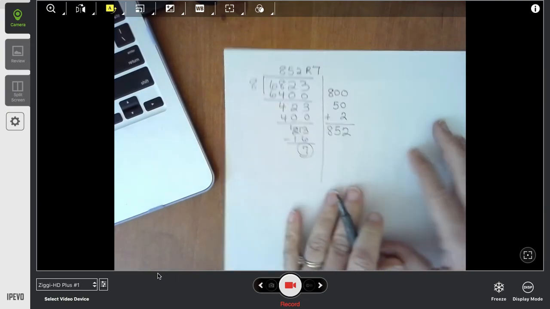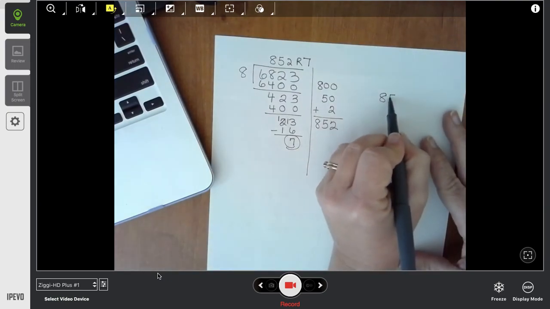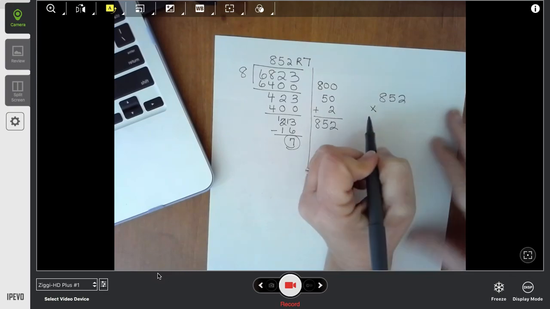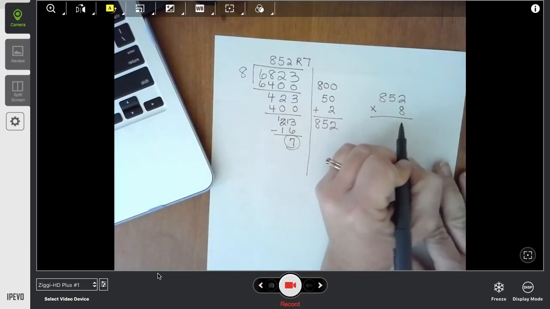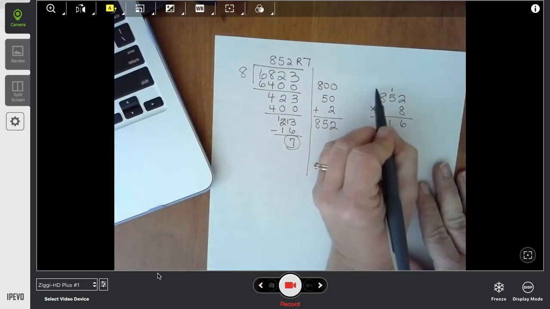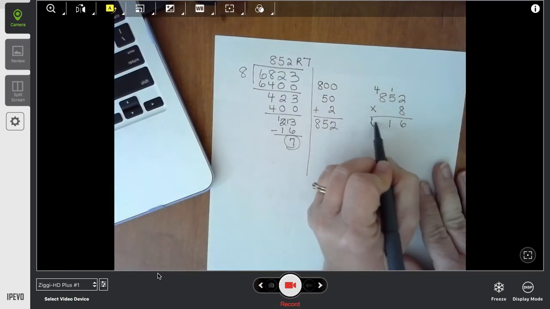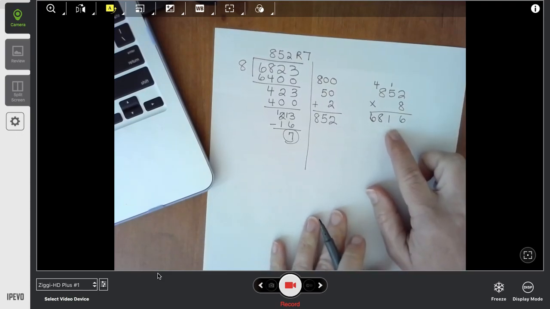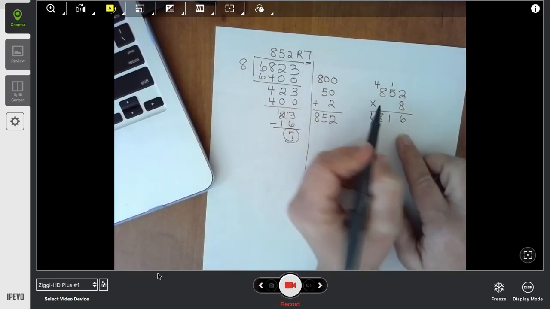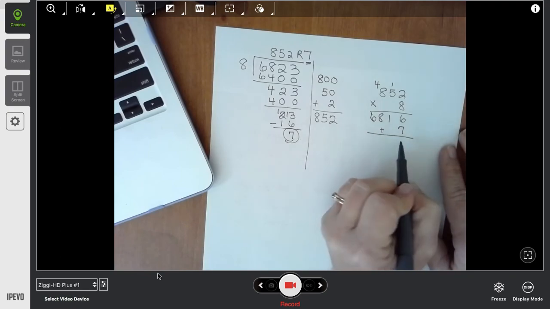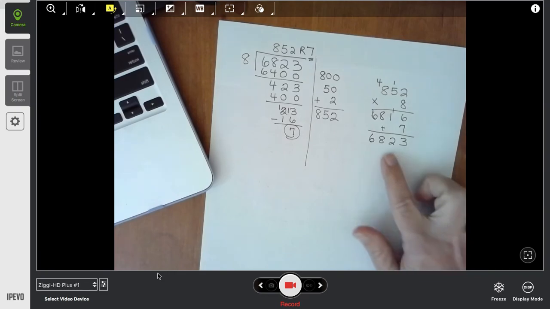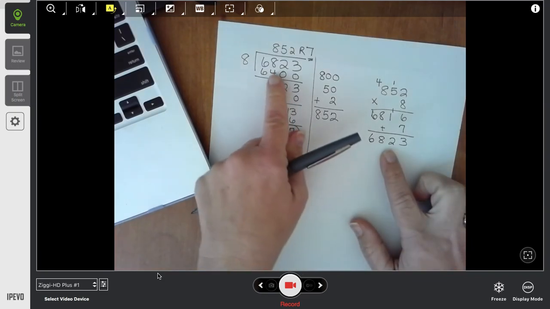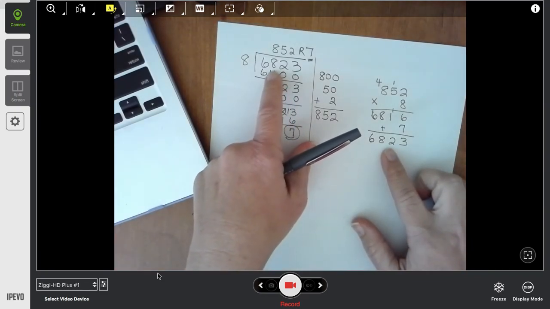Okay. In order to check that, I'm going to take that 852 and I'm going to multiply it by my divisor, which I split out here, and double check that. And I get 6,816, and then I'm going to add my remainder that was the leftover that didn't split. 6,823. Same as my dividend, so I know I'm correct.